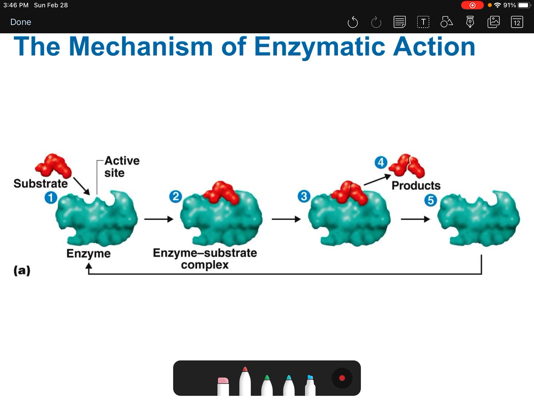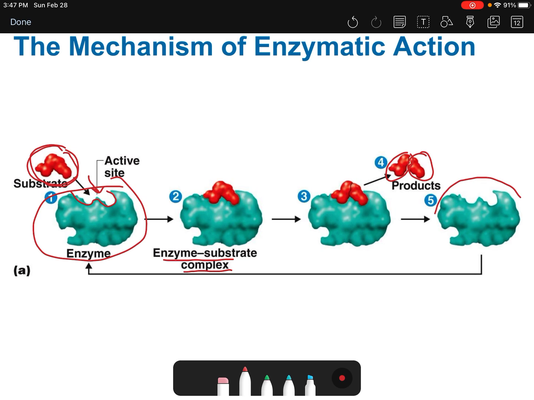Here it shows you an enzyme right here, and here's the active site. Okay, that's the spot that the substrate here is going to fit in, and since it has a very specific shape, only this specific substrate can attach to it. That's why enzymes are so specific. Once that substrate attaches to it, we call it the enzyme-substrate complex, and now the chemical reaction can proceed. In this case, it looks like we're taking one large molecule, and we're going to break it down into two smaller products.